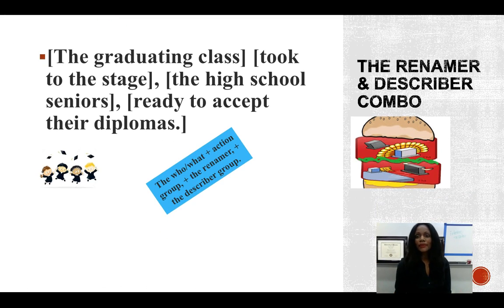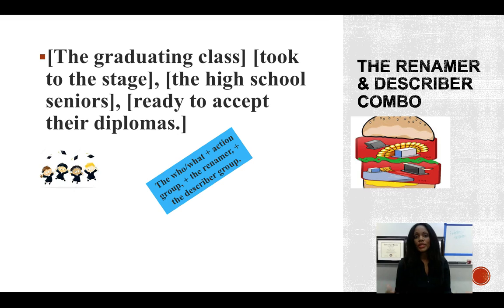Let's look at the renamer and describer combo when we put the two together. We have "the graduating class" as the actual subject in the sentence, and "took to the stage" is the action group. Then we have "the high school seniors." This is how we rename the graduating class. It's a group of words. And then we have the describer group. "Ready" is the description, but "ready to accept their diplomas" is the entire phrase that works together to expand this sentence. Keep in mind that the sentence can completely function with just "The graduating class took to the stage." That's how it could work.